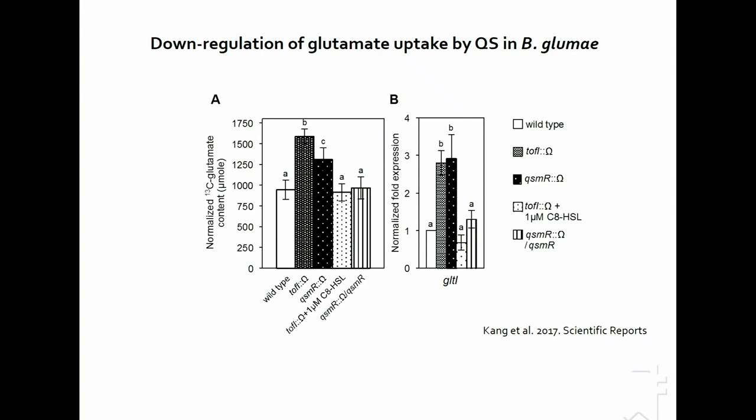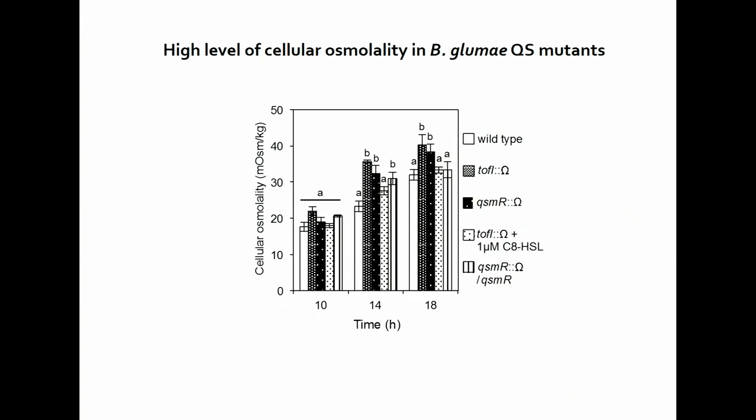This is another example of downregulation by quorum sensing in P. gloriae, glutamate uptake. If you look at the data here, this is the normalized C13 labeled glutamate content in micromole. So the wild type takes up like 1,000 micromole after quorum sensing onset, but the quorum sensing mutants take up much more. If you look at the glutamate uptake gene expression, there's a huge difference here in the quorum sensing mutants. These two are complementation. So this is just another example of downregulation of primary metabolism.